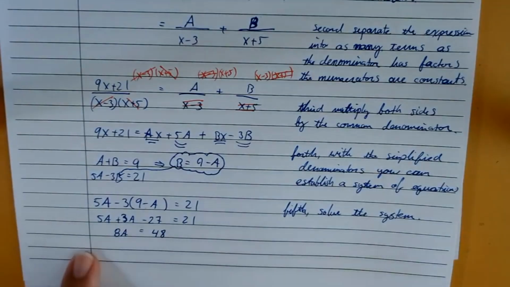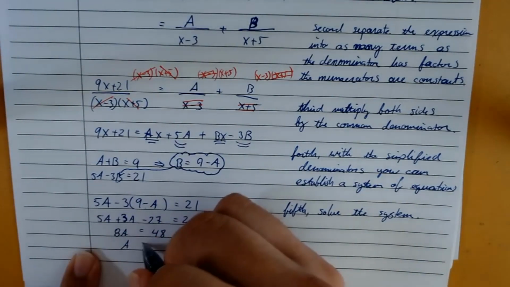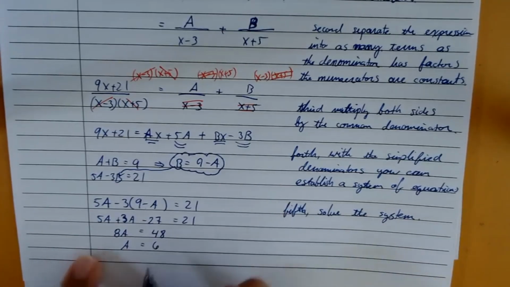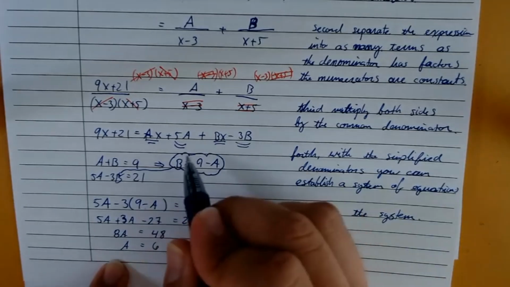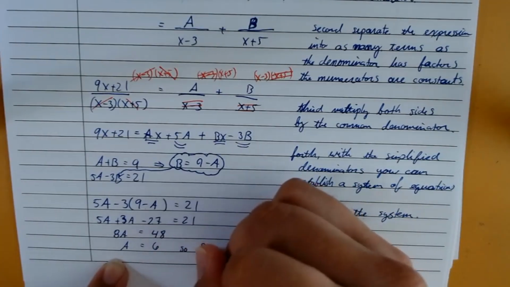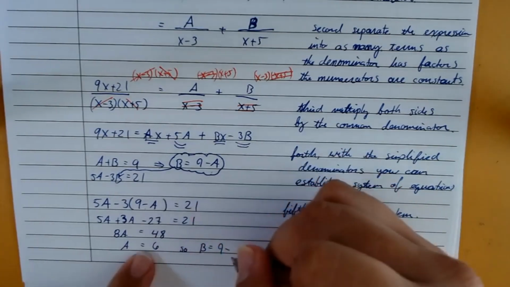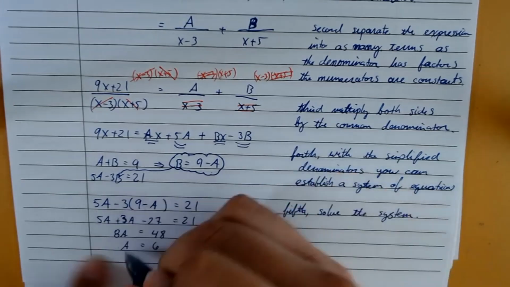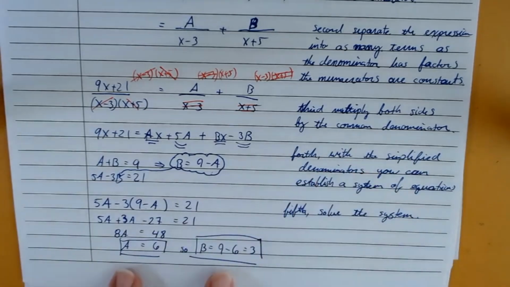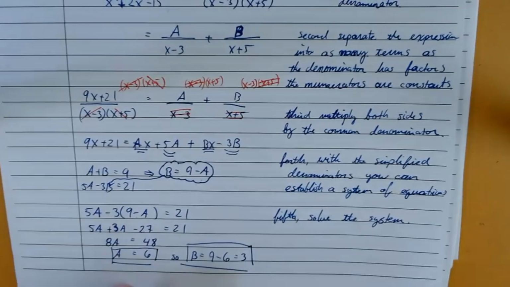And finally divide both sides by 8 to isolate your a. 48 divided by 8, that would be 6. So there we go. We now know that a is equal to 6. But remember, b is the same as 9 minus a. So b is equal to 9 minus what we just found. In other words, it's 3. So now take that a and that b, plug it back in, and that's your result.